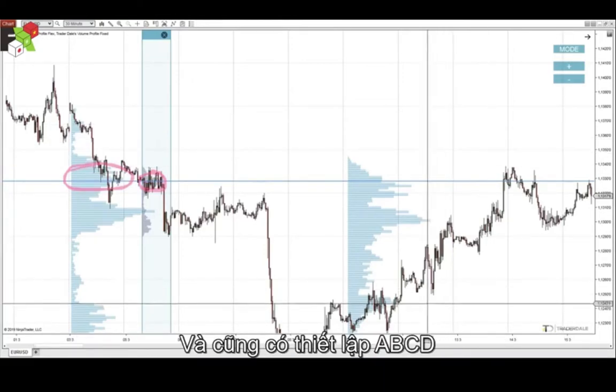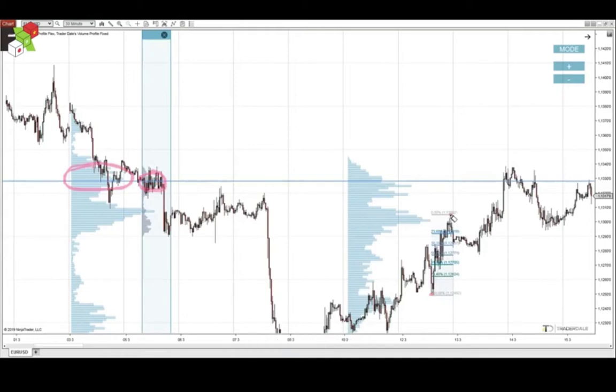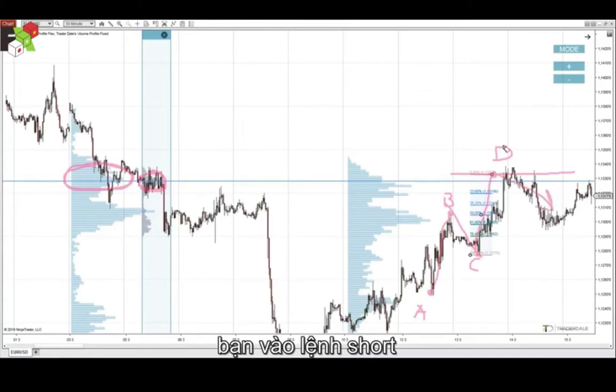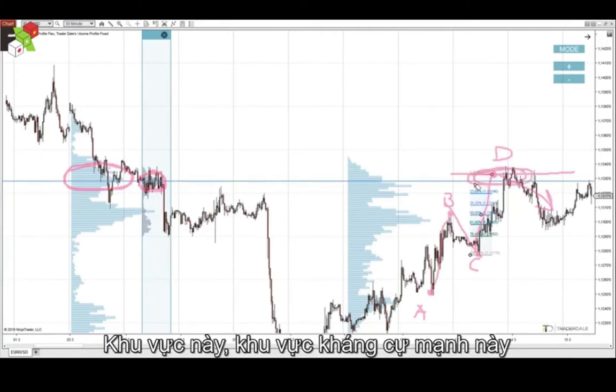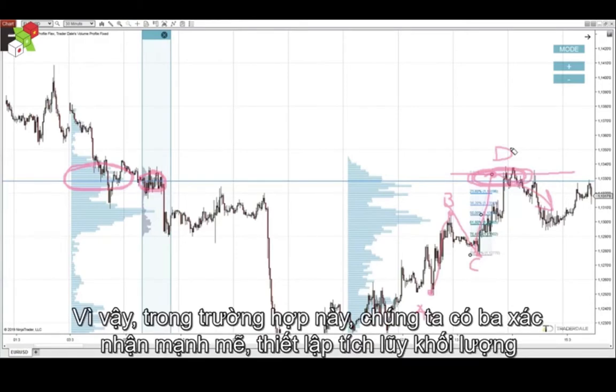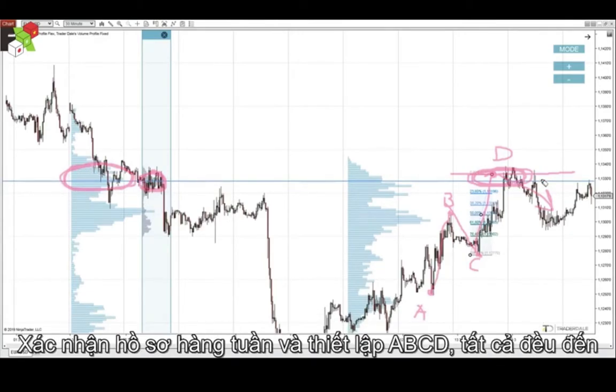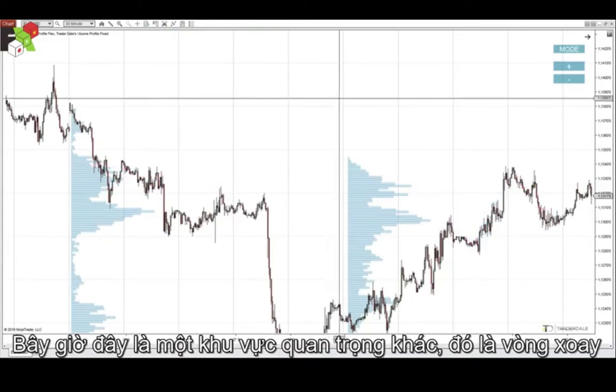And also there is the ABCD setup. This is point A, this is point B, this is point C, and this line is the D. So A, B, C, D, and from here you go short. Alright, so this is the ABCD setup. As you can see, it confirms this area, this strong resistance area. So in this case we have three strong confirmations: volume accumulation setup, weekly profile confirmation, and ABCD setup, all pointing to this resistance zone.